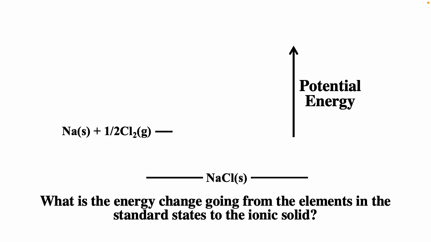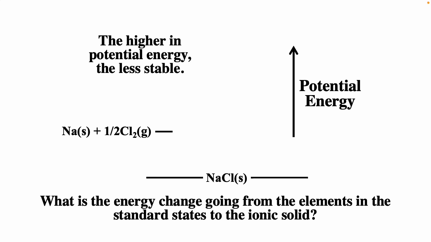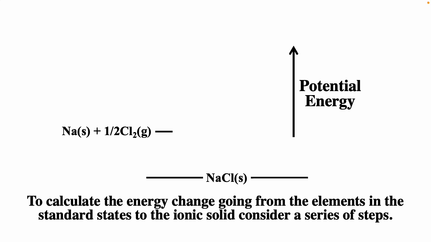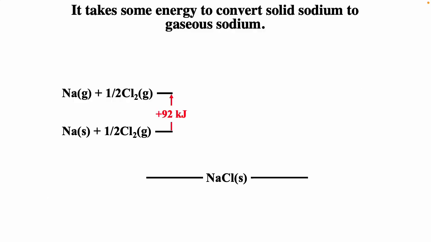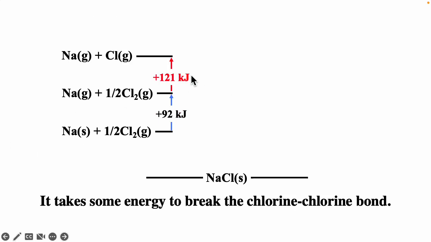And so we can imagine, now also remember that the higher the potential energy, the less stable, the lower the energy, the more stable, just like when we talked about electron orbitals. And so say we want to go from sodium metal to sodium gas, so that's vaporizing it. You would have to add some heat, add some energy. And then say we want to break the chlorine-chlorine bond. So we went from the chlorine diatomic to single chlorine atoms.